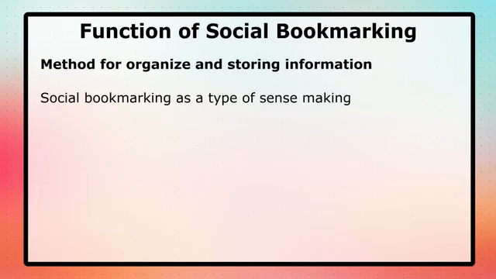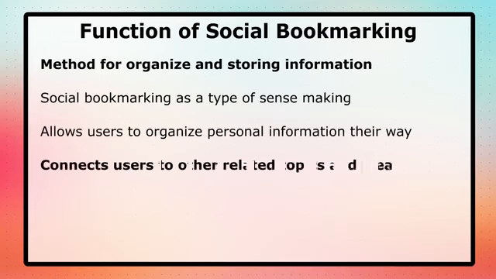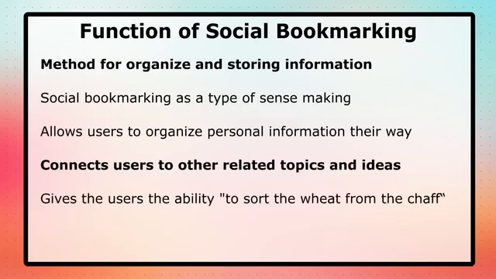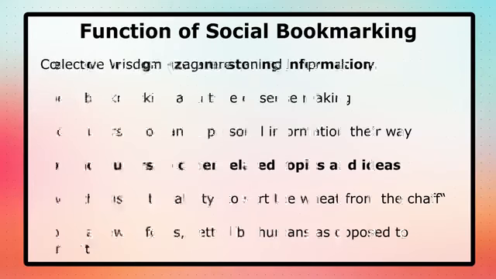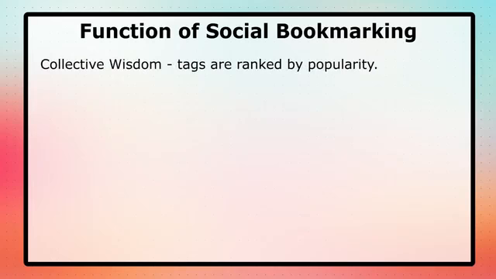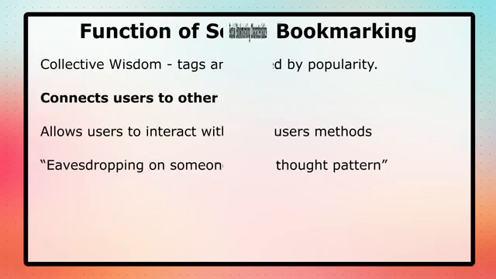Social bookmarking is a type of sense making. It allows users to organize personal information their way, connects users to other related topics and ideas, and gives users the ability to sort the wheat from the chaff, with a more narrowed focus, fed by humans as opposed to computers. It uses collective wisdom; tags are ranked by popularity. Tag ranking is on a popularity basis, the wisdom of the crowd. It connects users to other users, allows users to interact with other users' methods, eavesdropping on someone else's thought pattern.